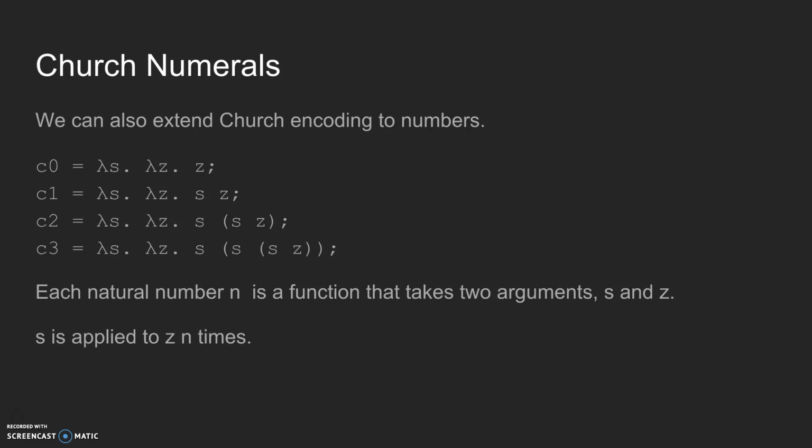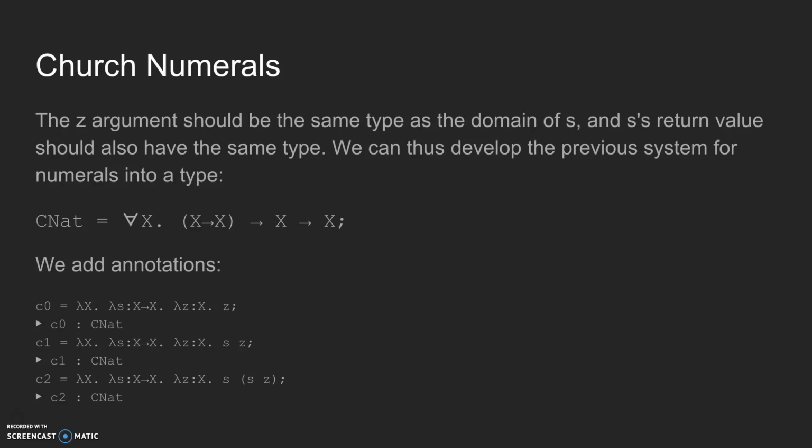We can also extend church encoding to numbers. So here we have functions where each natural number n is a function that takes two arguments s and z. In these functions, s is applied to z n times, and through this application you get the number that you want. The z argument should be the same type as the domain of s, and s's return value should also have the same type. We can thus develop the previous system for numerals into a type, which we have with C natural.